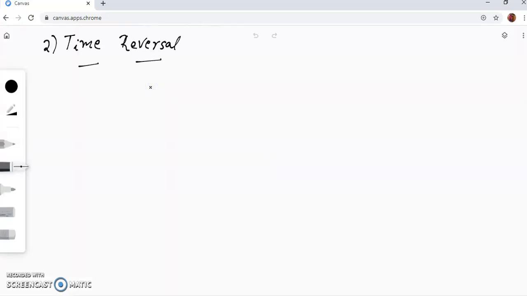time reversal. Time reversal is also known as a folding of the signal. We are folding our signal at t is equal to t0. That means we are folding the signal. That means the practical example is a tape recording that is played backwards.